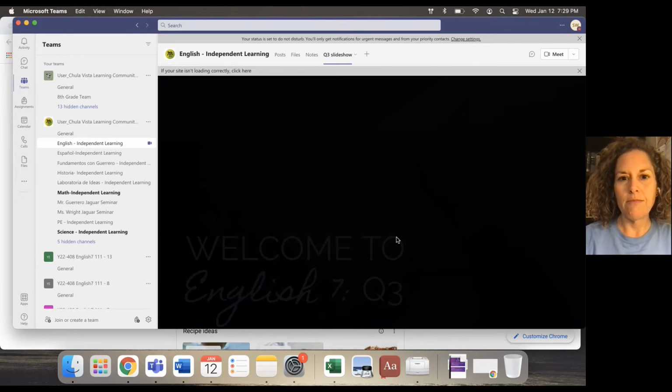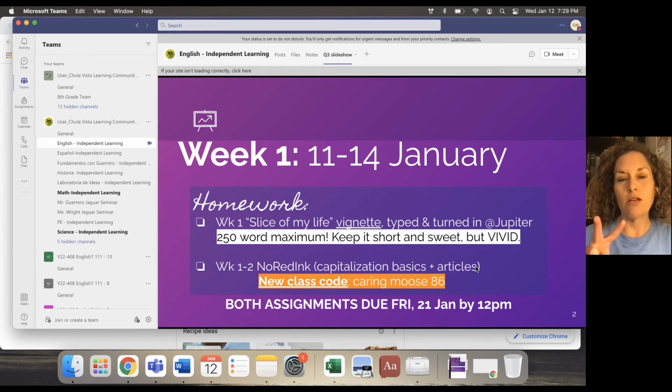Let's move on. So your homework, two things, right? We've got the slice of my life vignette. I'm going to talk about that a little bit just to make sure you understand what the deal is with that and what vignette is. And then the no red ink, that's not a very tricky one. Anybody who did those homeworks last quarter, it's kind of the same thing. The only difference is that you need to enter the new class code, okay? And if you need help with that, you want me to hop on a call with you, just let me know.